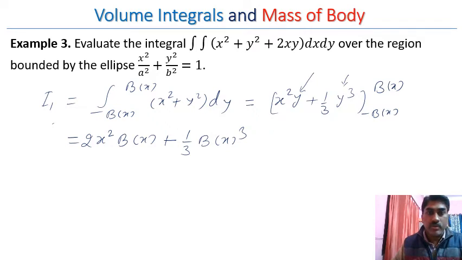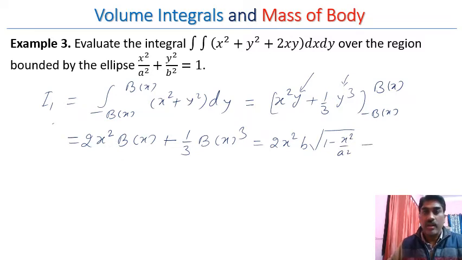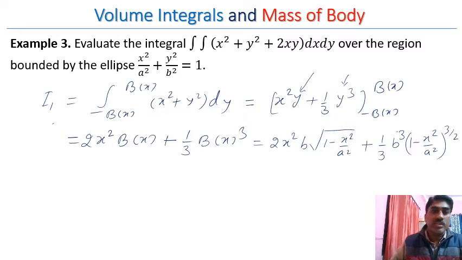And if you write the value of bx again, this becomes 2 times x square, and we took bx as b square root of 1 minus x square by a square. This was our b, and plus 1 by 3, then b cube times 1 minus x square by a square whole power 3 by 2. So this is our I1, and now we need to put this I1 to evaluate the complete integral.